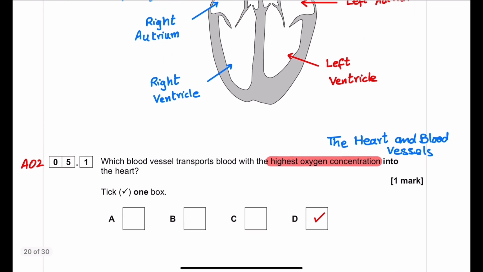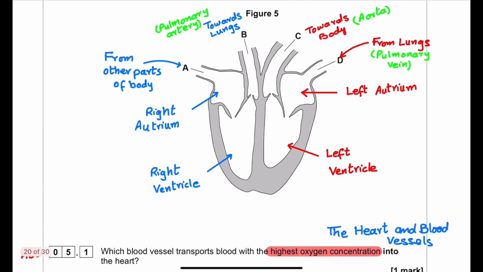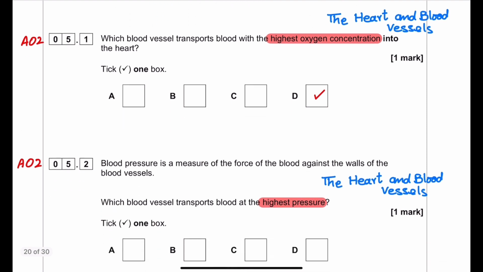If you look here, we have A, B, C, and D. When the blood is pumped from the left ventricle into the aorta, the blood has a high pressure because the blood is going to the rest of the part of the body. Therefore, the blood in this vessel has the highest blood pressure. So our answer is number C.